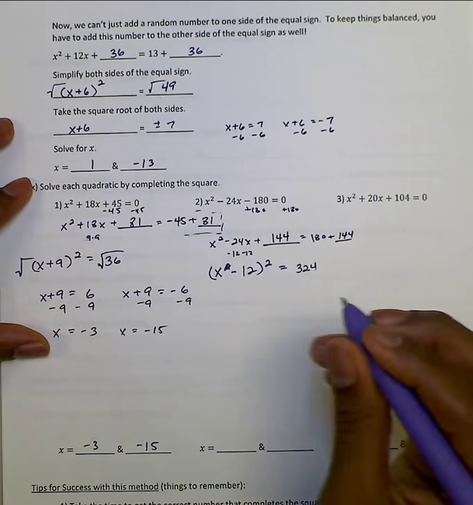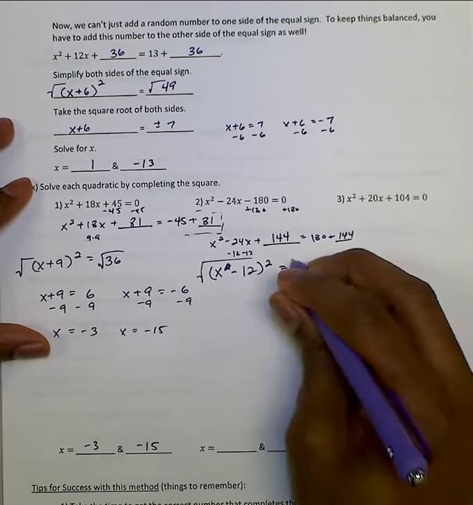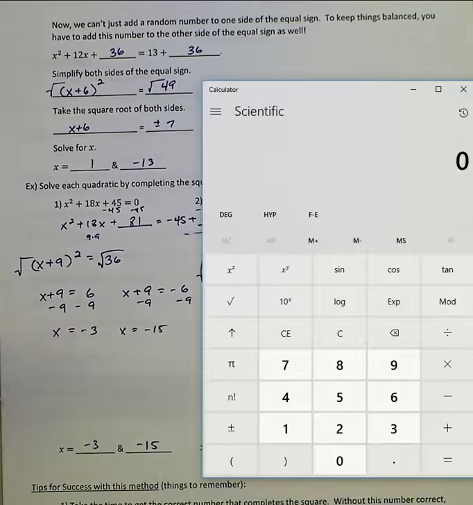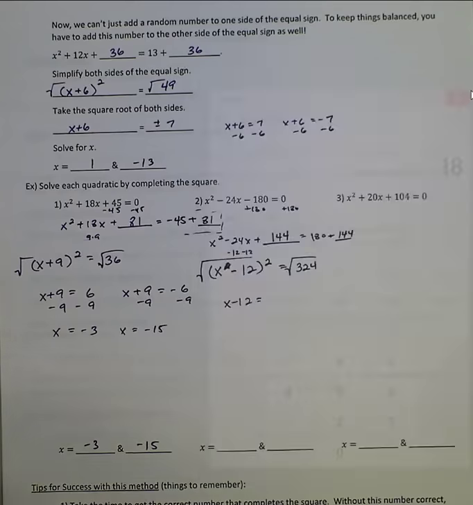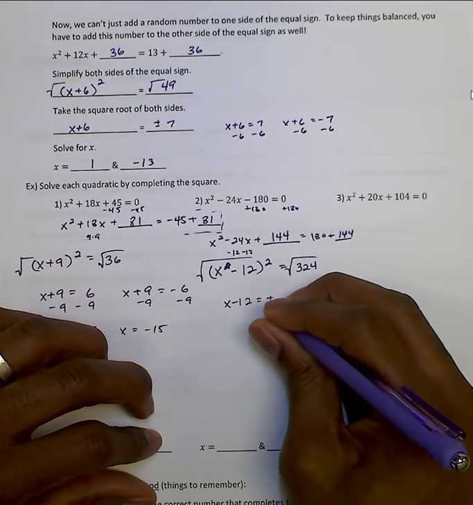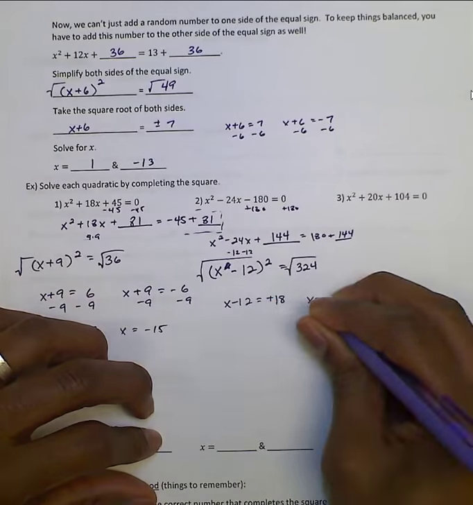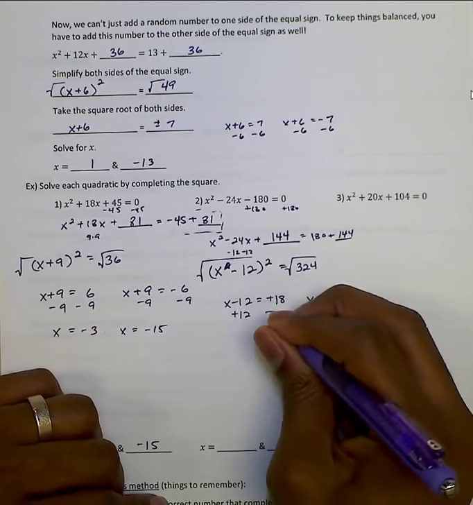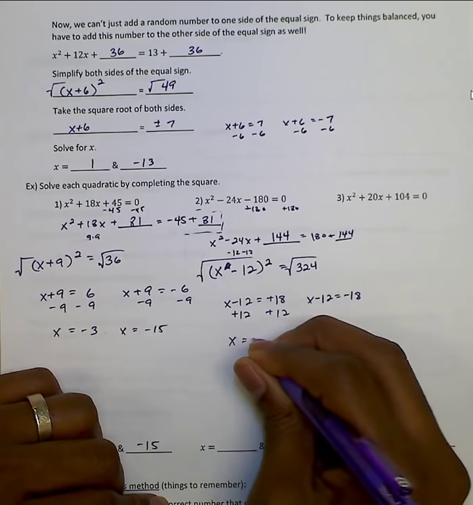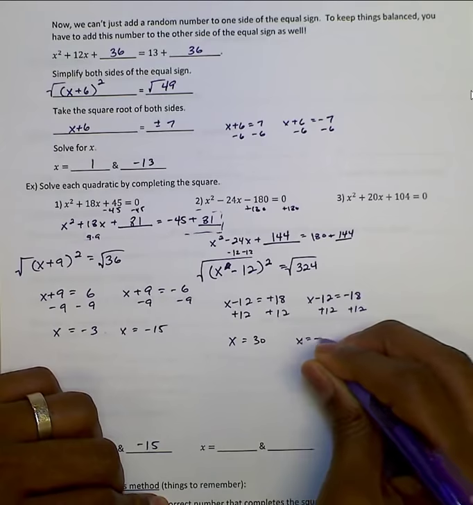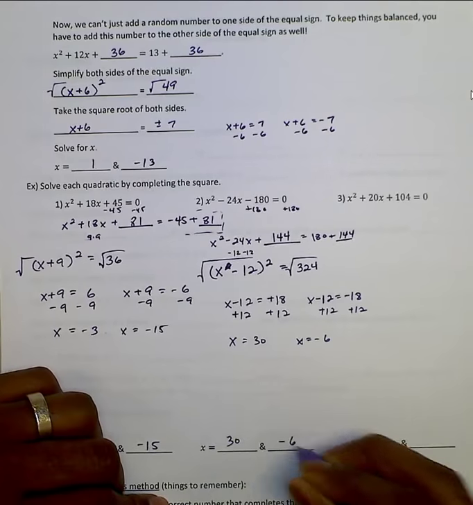Okay, let's take the square root of both sides. So I have x minus 12 equals, what is the square root of 324? 18. Okay, so plus or minus 18, so I'll say it equals 18. X minus 12 also equals negative 18, and solve both. Add 12 to both sides, x equals 30. Add 12 to both sides, x equals negative 6. So I have 30 and negative 6.